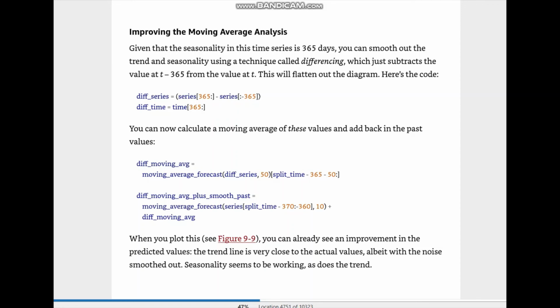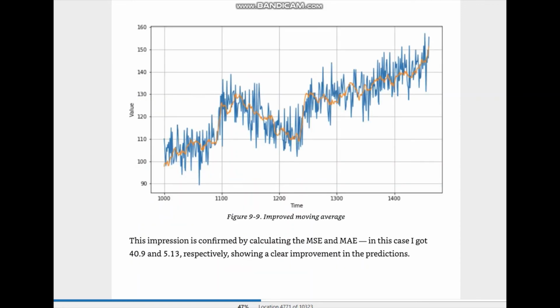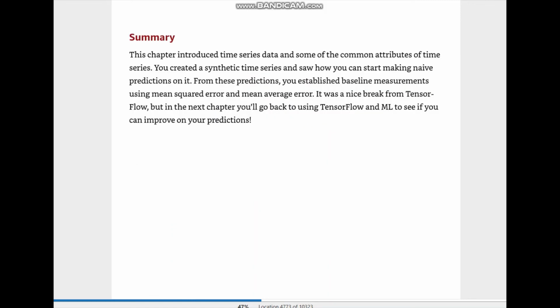So when we plot this, we already see an improvement in the predicted value. So here it is. It's actually fitting much better, and of course the MSE and MAE go much down to show the clear improvement in the predictions.